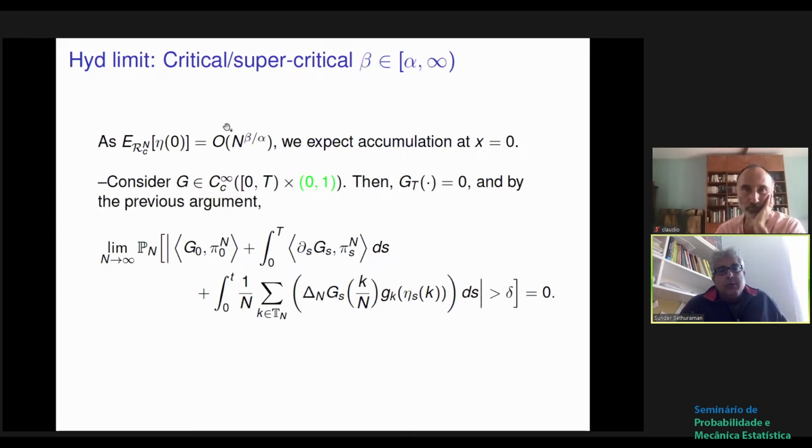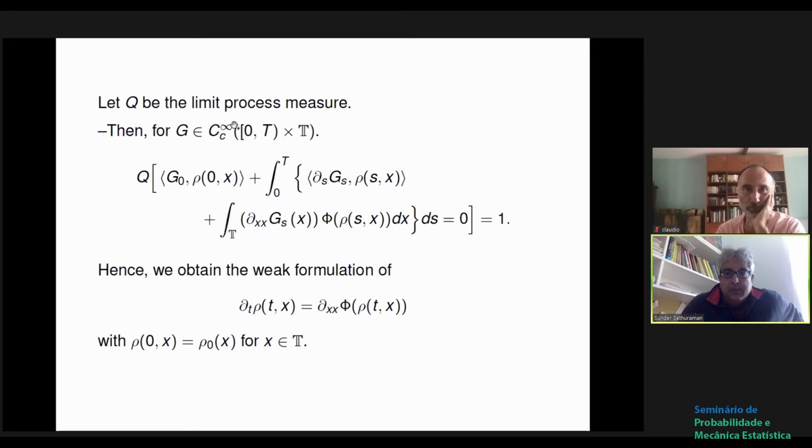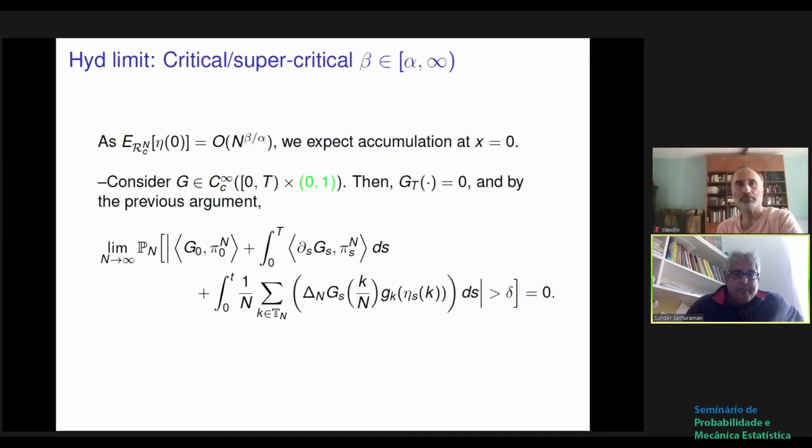Is everybody okay with this? Okay, so let's try these cases. The expected number of particles is, as we calculated before in the so-called static computation, n to the power beta divided by alpha. So things are growing: either at order n if beta is equal to alpha, or superlinearly in n. Let's take a test function which is compactly supported in the macroscopic open interval 0 to 1. So we're avoiding the slow side here.